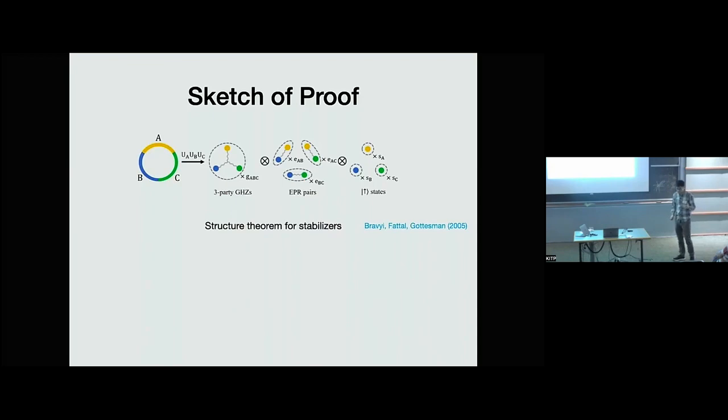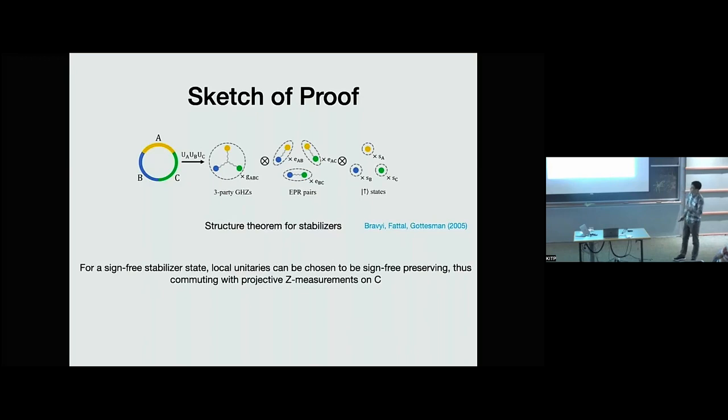So we need to refine the structure theorem a bit. What we show is that if you further assume that the stabilizer state is sign-free, then these local unitaries can be shown to be sign-free preserving. So they'll map Z-type to Z-type, X-type to X-type. And what this is good for is that these unitaries will commute with the projective measurements we're doing on the C system, right? And that allows us to map the whole calculation of MIE on the left-hand side to that on the simpler right-hand side.